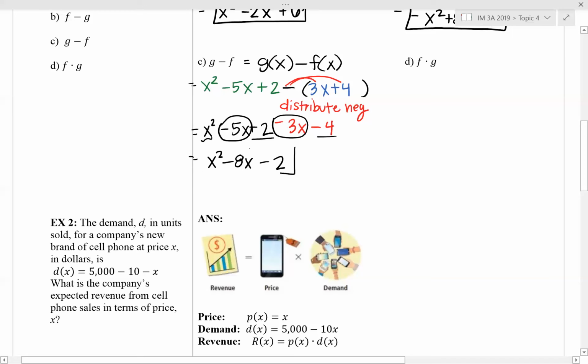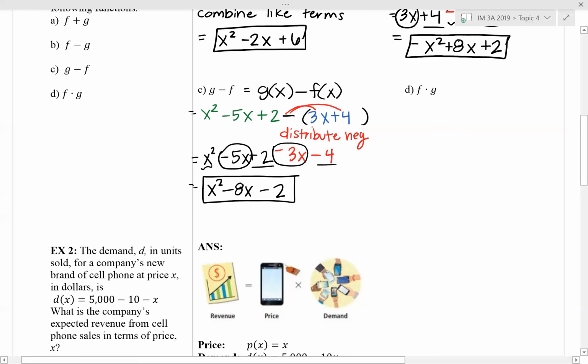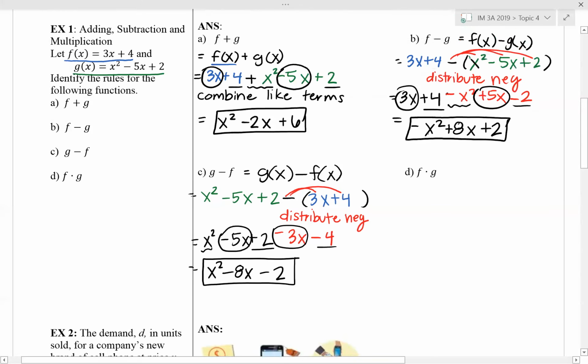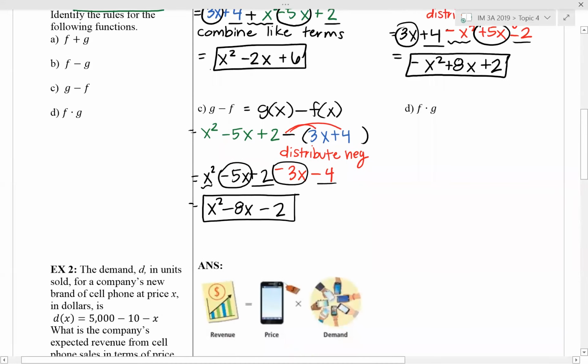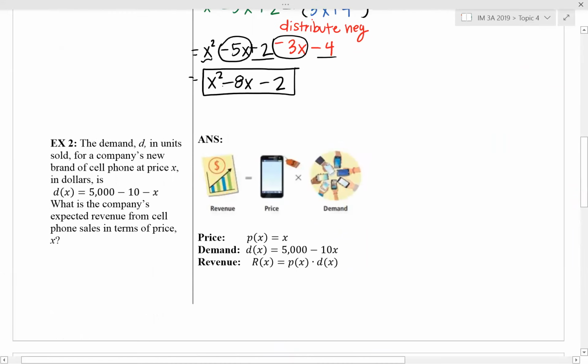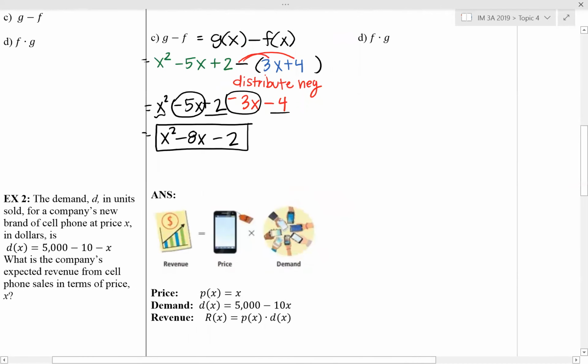What you should notice is that our answer from part B, when I was doing f minus g, was negative x squared plus 8x plus 2. The only difference with g minus f is the signs, so this is exactly the opposite of f minus g. That will always happen: all the terms are the opposite because of what we're making negative in the different order.